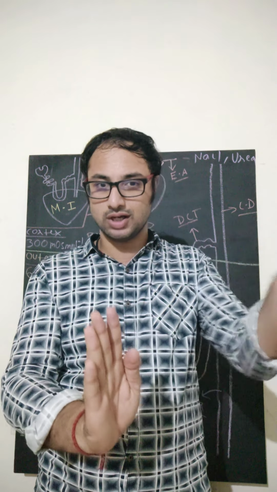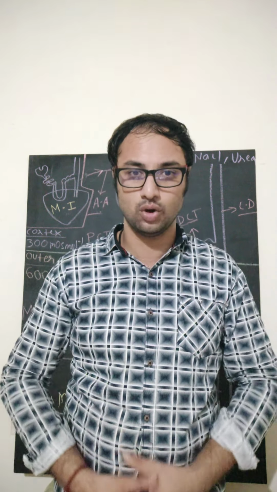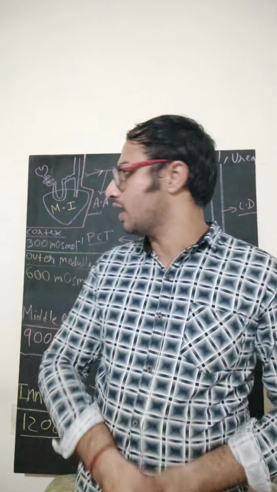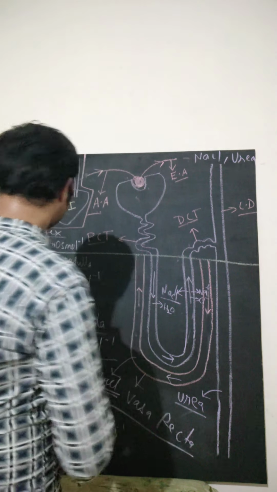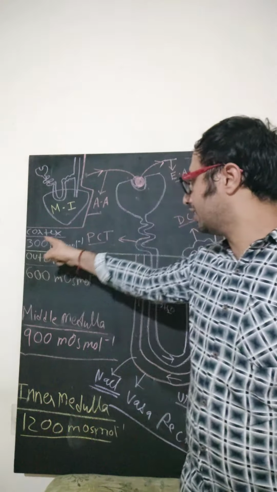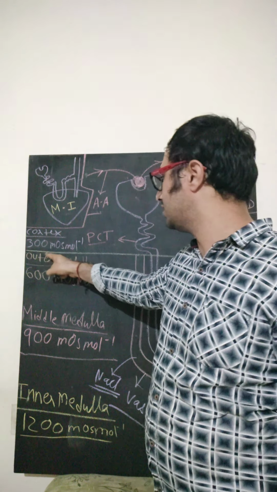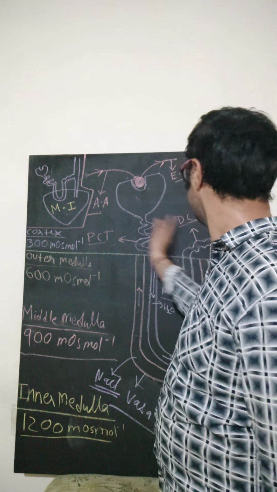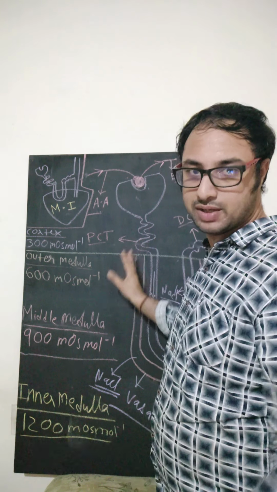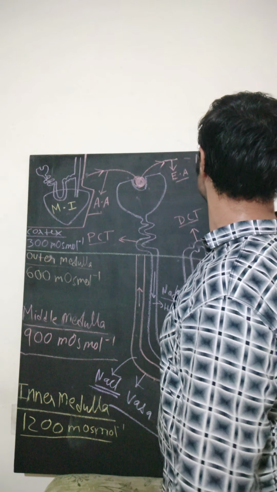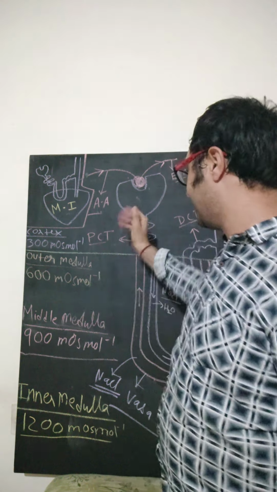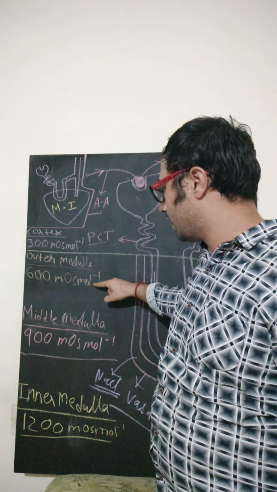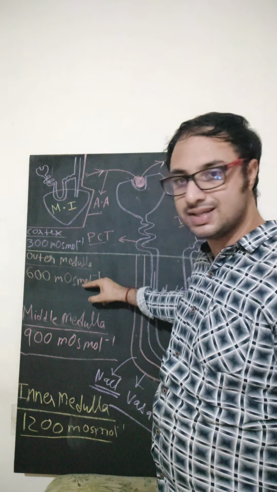Low concentrated solution to high concentrated solution. This is the rule of what? Osmosis. Now see here. As you are seeing in the cortex, the osmolarity is very, very poor. That is 300 milliosmol, because here NaCl and urea are not that much. Okay, this I have written just to explain you. Don't pay attention there.